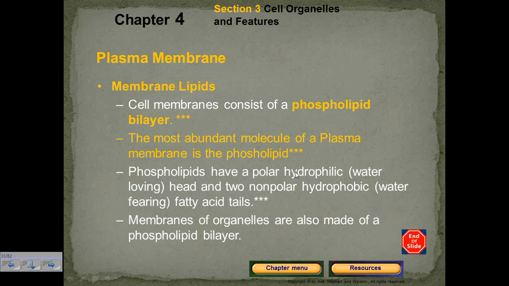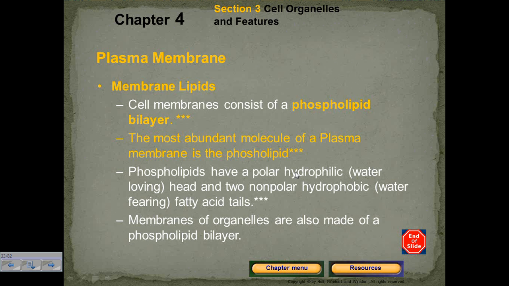Remember that they're made up of the phospholipid bilayer, right? So 2 layers of phospholipid. That's pretty much what that means. And also remember, we learned in the last chapter, that the phospholipids are the most abundant molecule in the plasma membrane. So when we talk about the plasma membrane, the majority of it is going to be made of these phospholipids. So those 2 things are both highlighted. Most numerous, abundant molecules of the cell membrane is phospholipid.